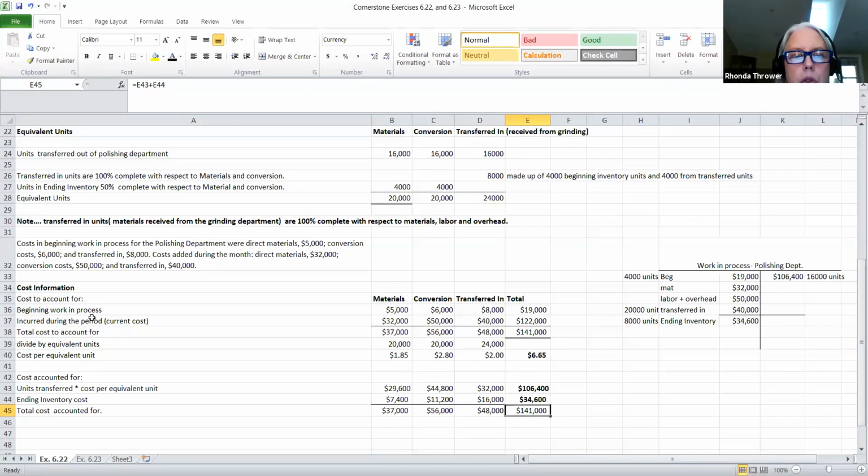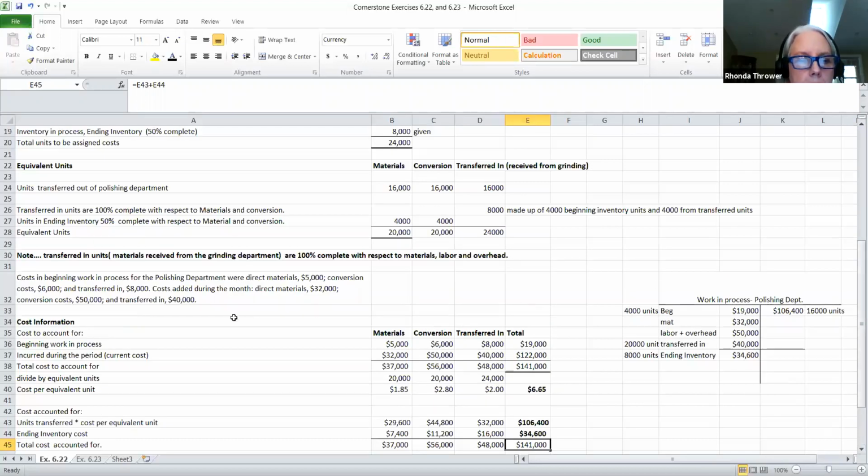So we're going to start with our beginning work in process, and we're going to put down the cost that came from materials in beginning inventory. And you see in your instructions here, the materials were 5,000.